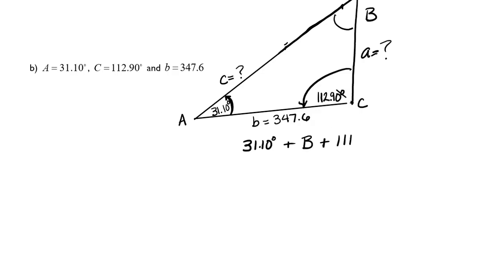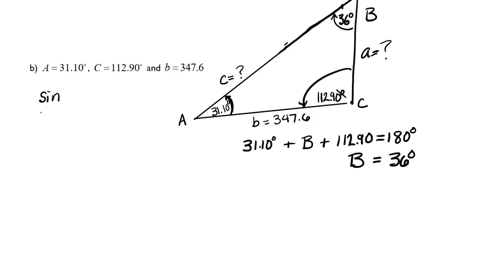So if angle A is 31.10 degrees, and B is unknown, and C is 112.90, and I know that in total I should have 180 degrees, that gives me an angle B of 36 degrees. I hope you can see how this is less critical about the sketch and more critical around making sure you understand what we're doing. Now that we have all our angles, we can find the missing sides.